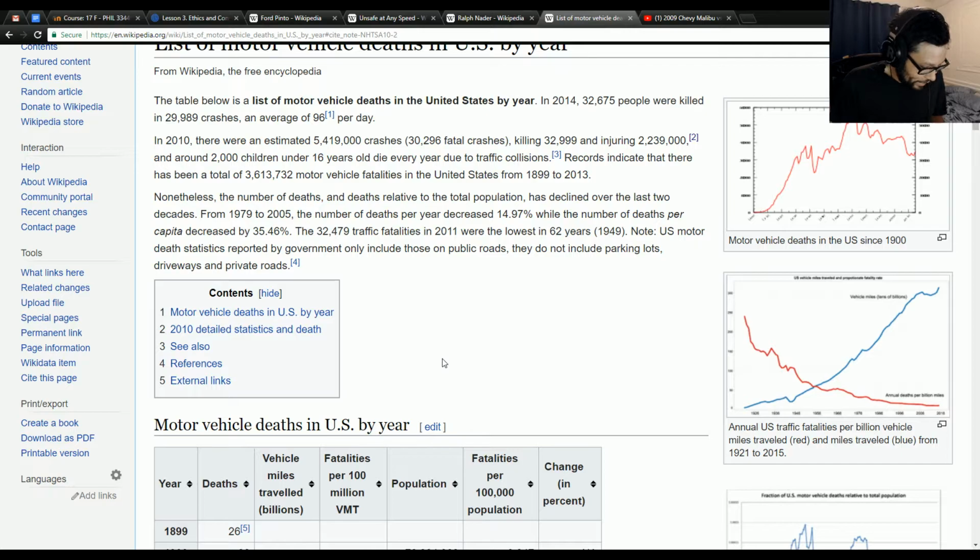On utilitarian reasoning, you might think that we're willing to tolerate 35,000 people dying every year, 2,000 children under the age of 16 dying every year, and 2 million people injured every year. That's what we're willing to tolerate for the convenience of an automobile. Yes, 35,000 people die every year, but I get to do fast food. Yeah.